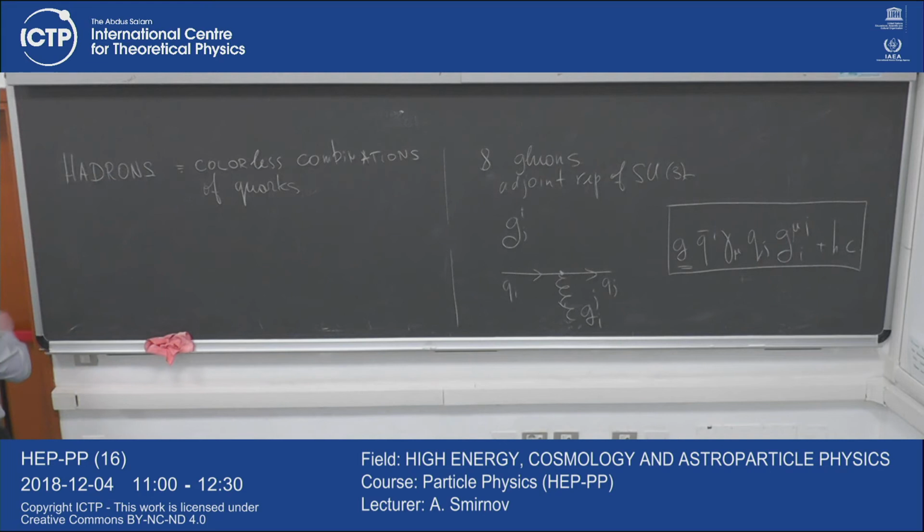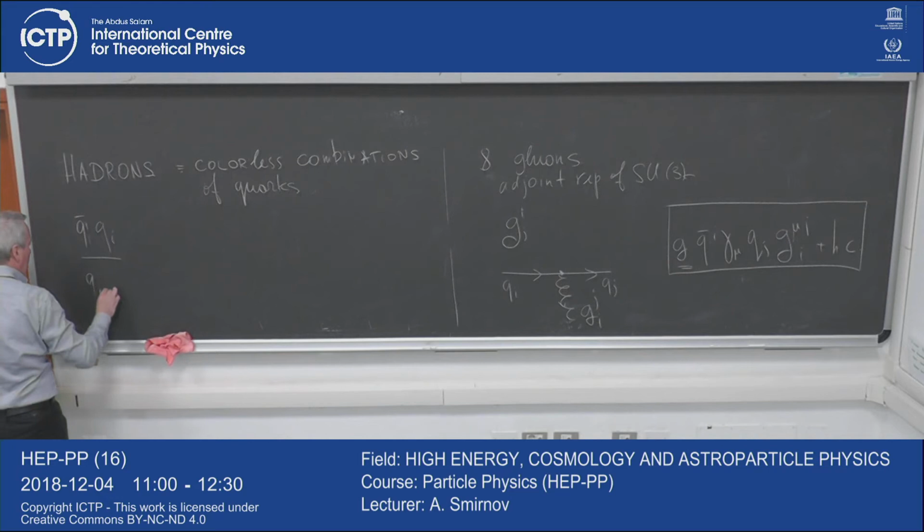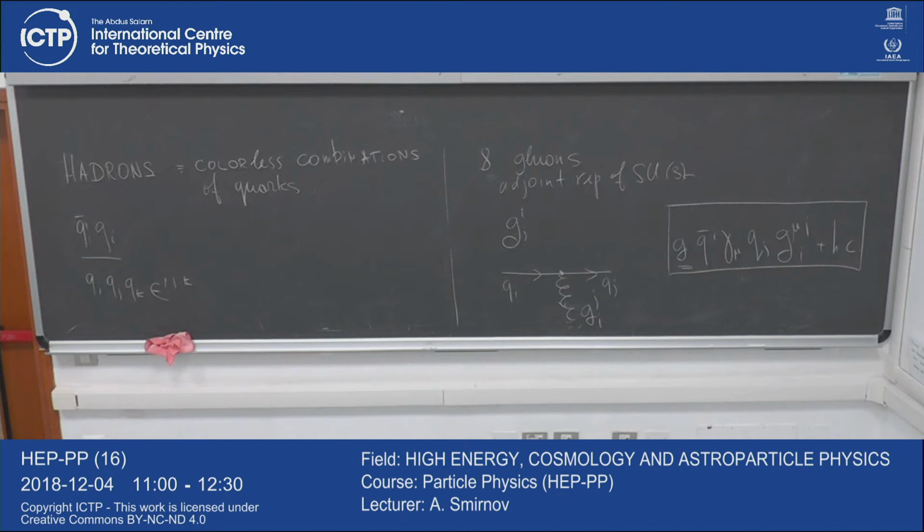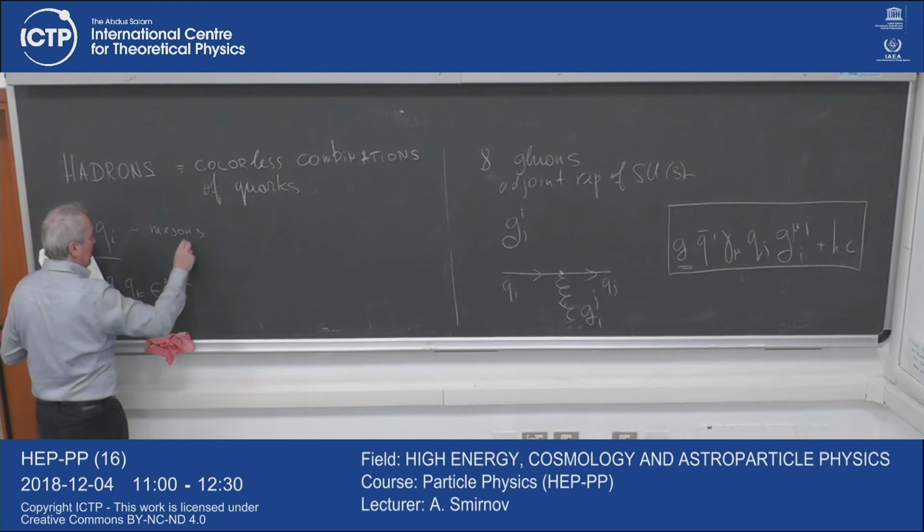Of course, q_i q-bar^i, with the same index. So this is a colorless combination. This is a singlet of SU(3). But also three quarks, q_i q_j q_k, with epsilon_ijk. This is an SU(3) invariant combination. And so the color is zero. It's invariant. It doesn't change under SU(3) transformations. So this is the structure of mesons. And this is the structure of baryons.